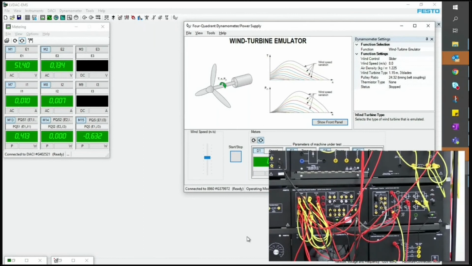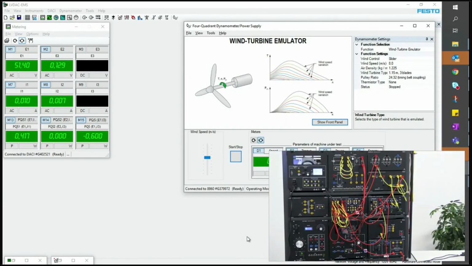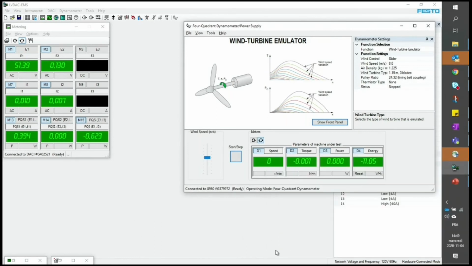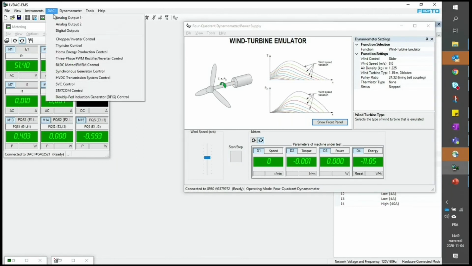Yeah, we won't need the picture-in-picture anymore, Gonzalo. It won't give any more information. So we have already looked at the wind turbine emulator. Let's look at the, whoops, it's down here.